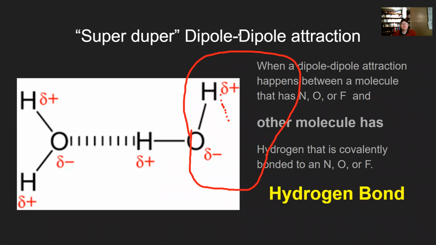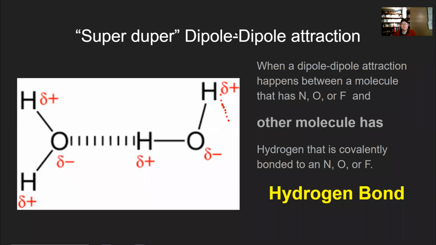So there are certain dipole attractions that are extremely strong, and these will occur between a molecule that has a nitrogen, oxygen, or fluorine of one molecule, and it is attracted to the other molecule that has a hydrogen that is covalently bonded to another nitrogen, oxygen, or fluorine.